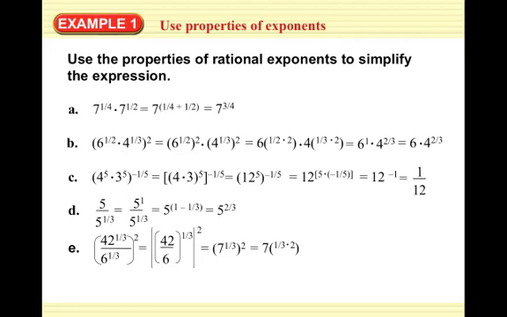And so we're going to multiply our exponents. So we have 7 to the power of 1/3 times 2, so that's 7 to the 2/3 power.